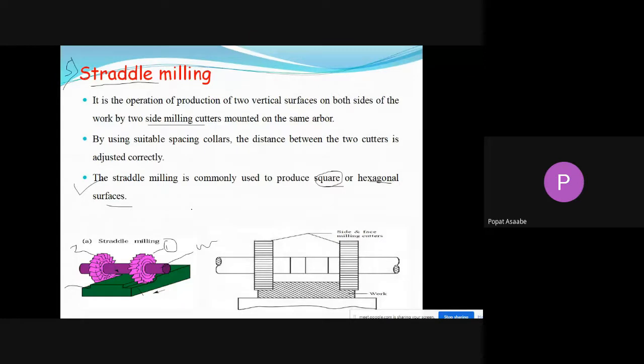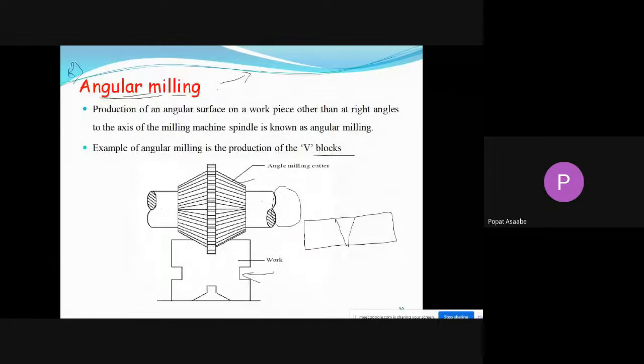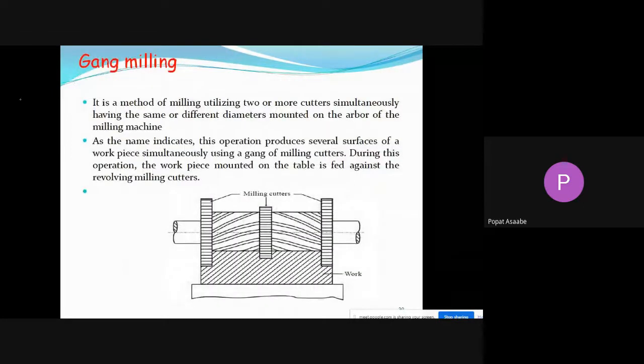Now next is gang milling. Next, that is the sixth operation, is gang milling. Now what is meant by gang milling? See here.